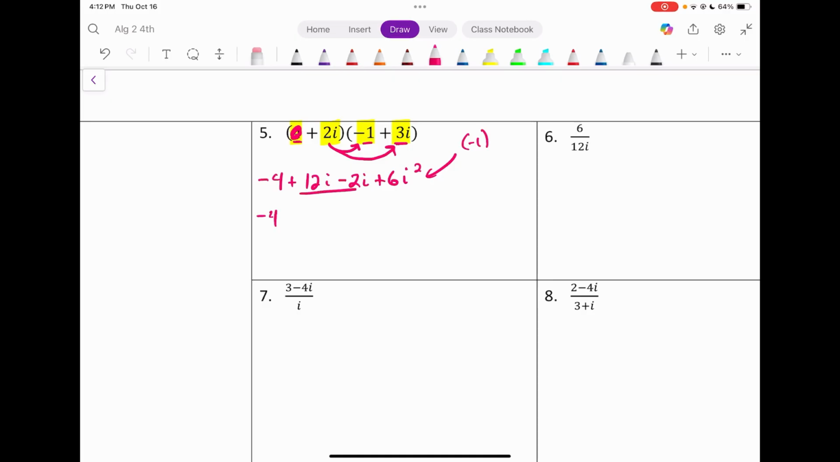I'm going to go ahead and put those together. They're alike. You can add and subtract when things are alike. That's positive 10i. And then 6i squared will actually be negative 6. Negative 4 and negative 6 can now combine. That'll be negative 10 plus 10i.